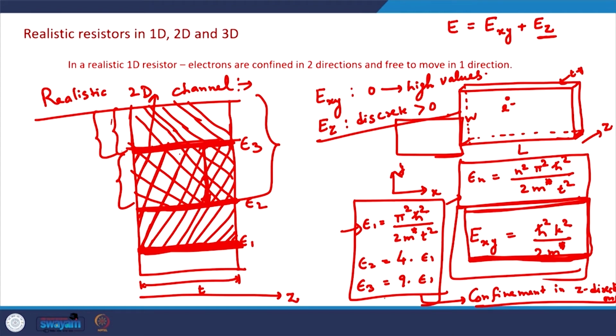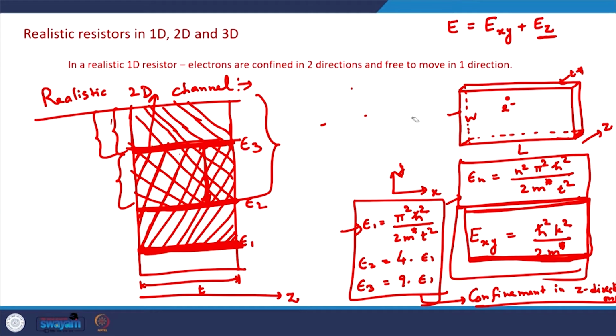Now, something interesting happens in this case. Let us say we have, this is the channel, this is a real 2D device as has been shown here.